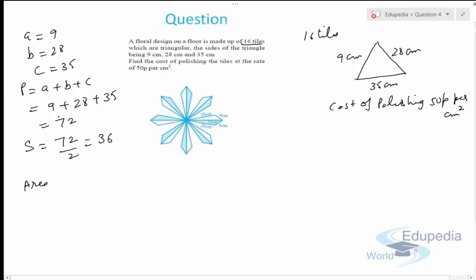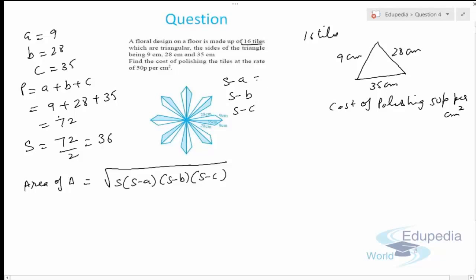Area of the triangle will be equal to under root S into S minus A into S minus B into S minus C. Before that we need to find S minus A, S minus B, S minus C. So S minus A will be equal to 36 minus 9. What is 36 minus 9? If we take away 9 from 36, it is 27.